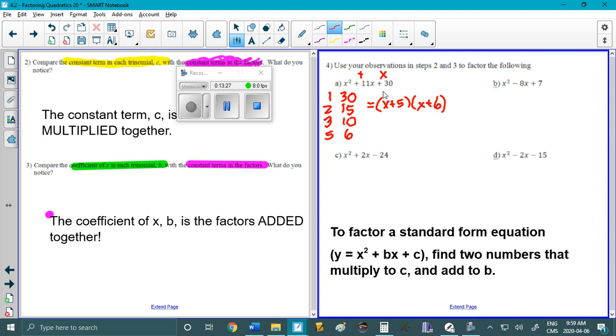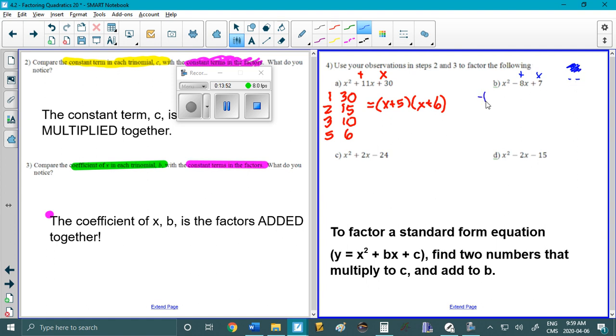Okay. Now, part B. So part B is a little trickier. We need two numbers that multiply to 7 and add to negative 8. Again, if they multiply to a positive, we either have positive, positive, or negative, negative. But if the two numbers add up to a negative, they can't both be positive. So we need two negative numbers.